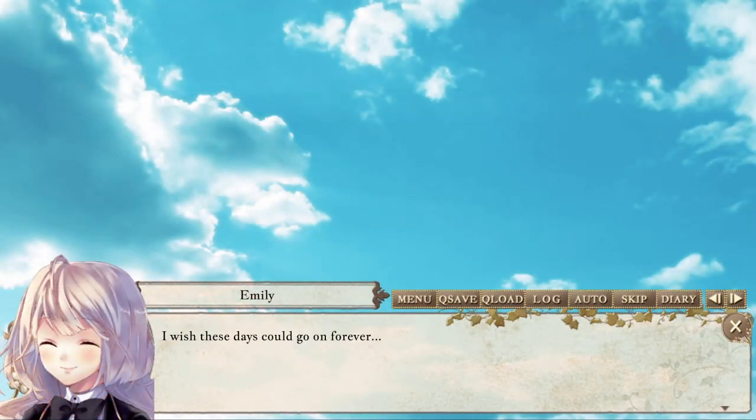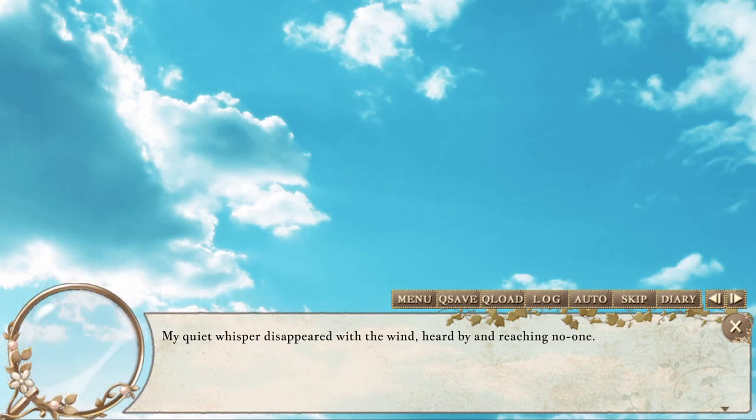I wish these days could go on forever. My quiet whisper disappeared with the wind, heard by and reaching no one, but signaling that the common route was done.